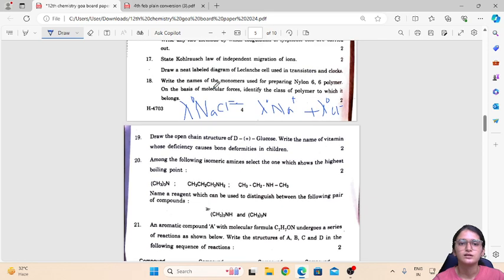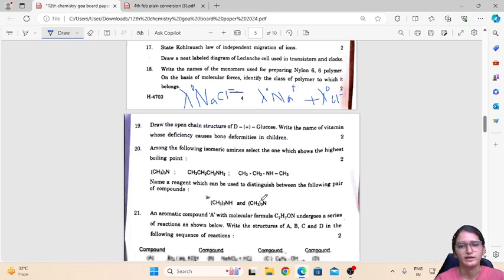Okay, then next is write the names of monomers used for preparing nylon 6,6 polymer, and on the basis of molecular forces identify the class of polymer to which it belongs. So for nylon 6,6, which monomers are used? Here we use monomers like adipic acid. Adipic acid is one monomer, and hexamethylene diamine. So adipic acid plus hexamethylene diamine is used to prepare nylon 6,6 polymer. And on the basis of molecular forces, which class can we classify this polymer into? It is polyamides. So it comes under polyamides.